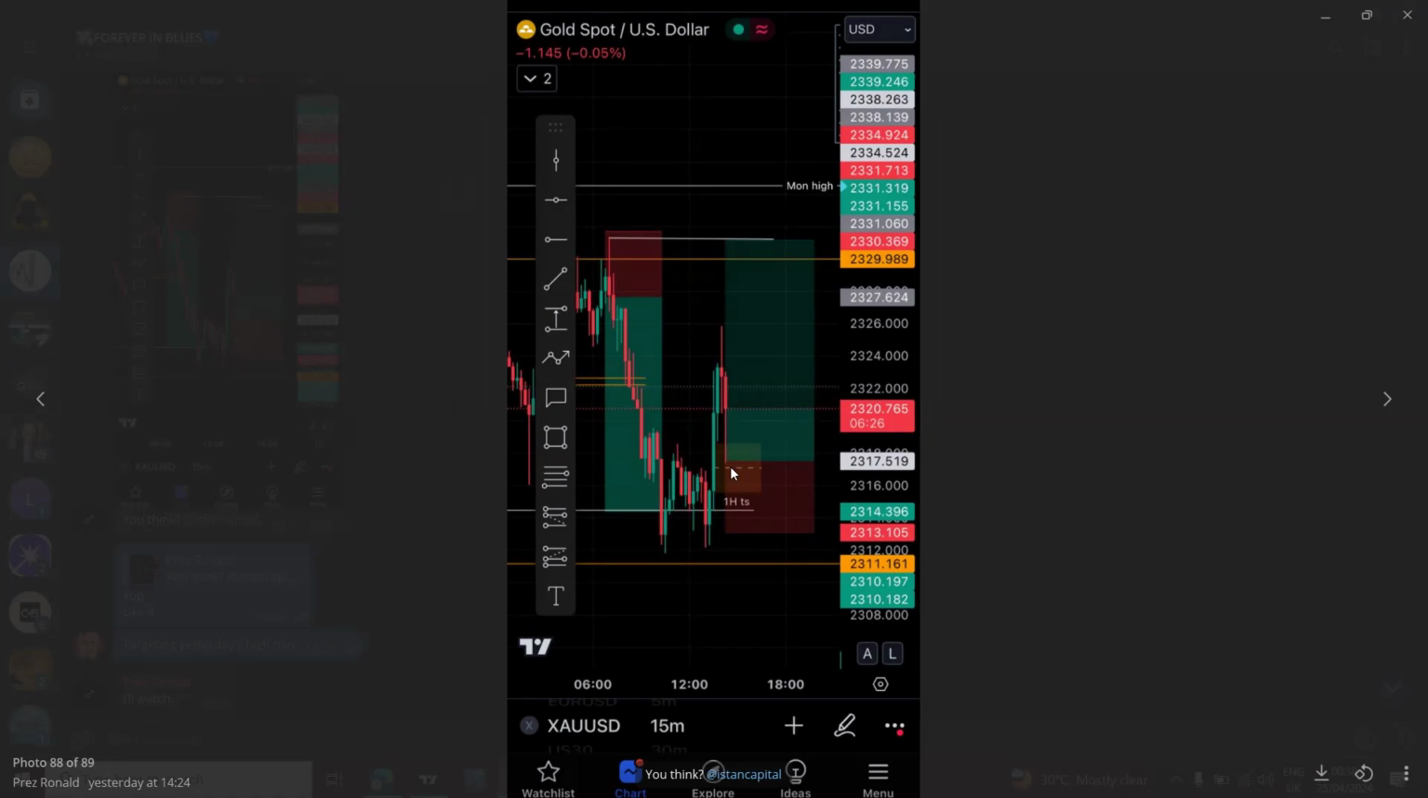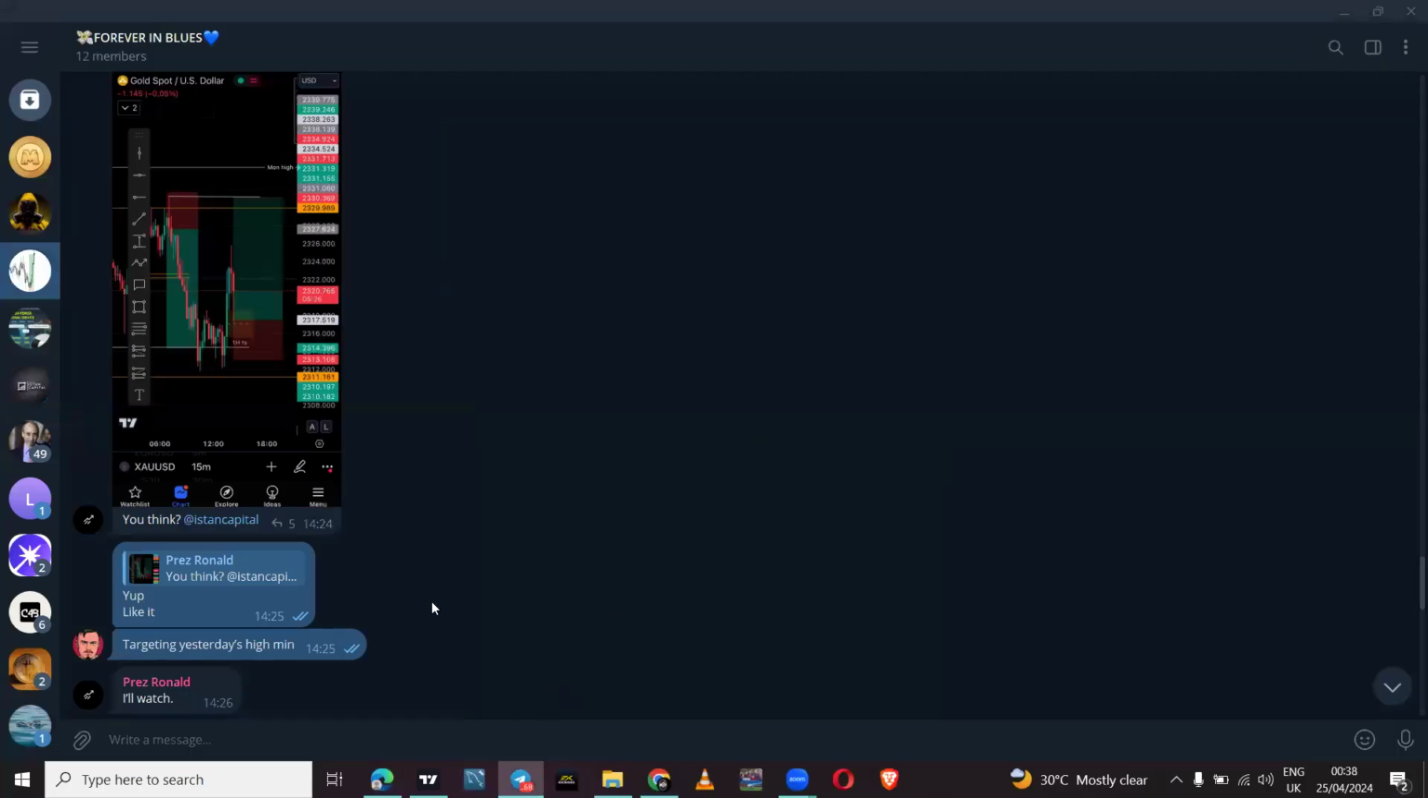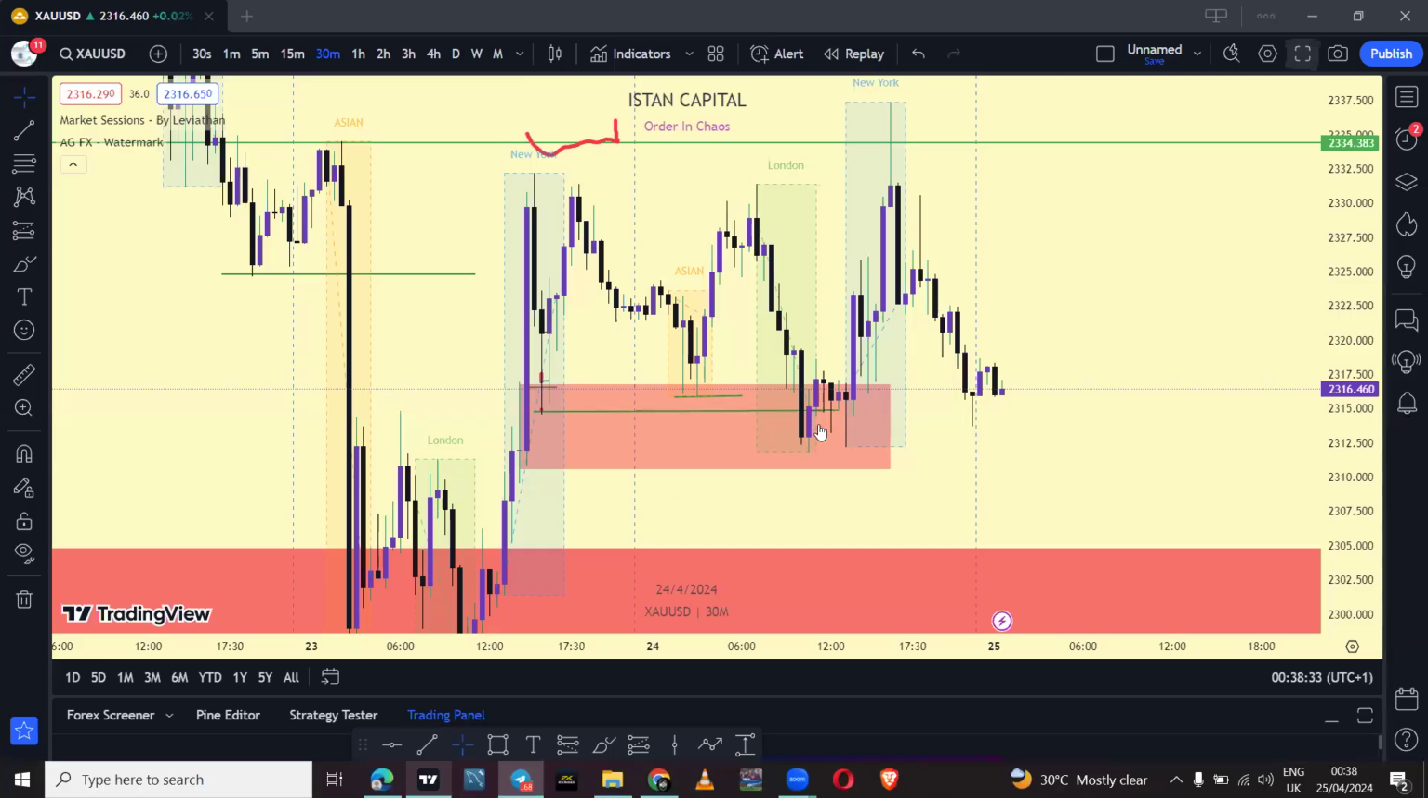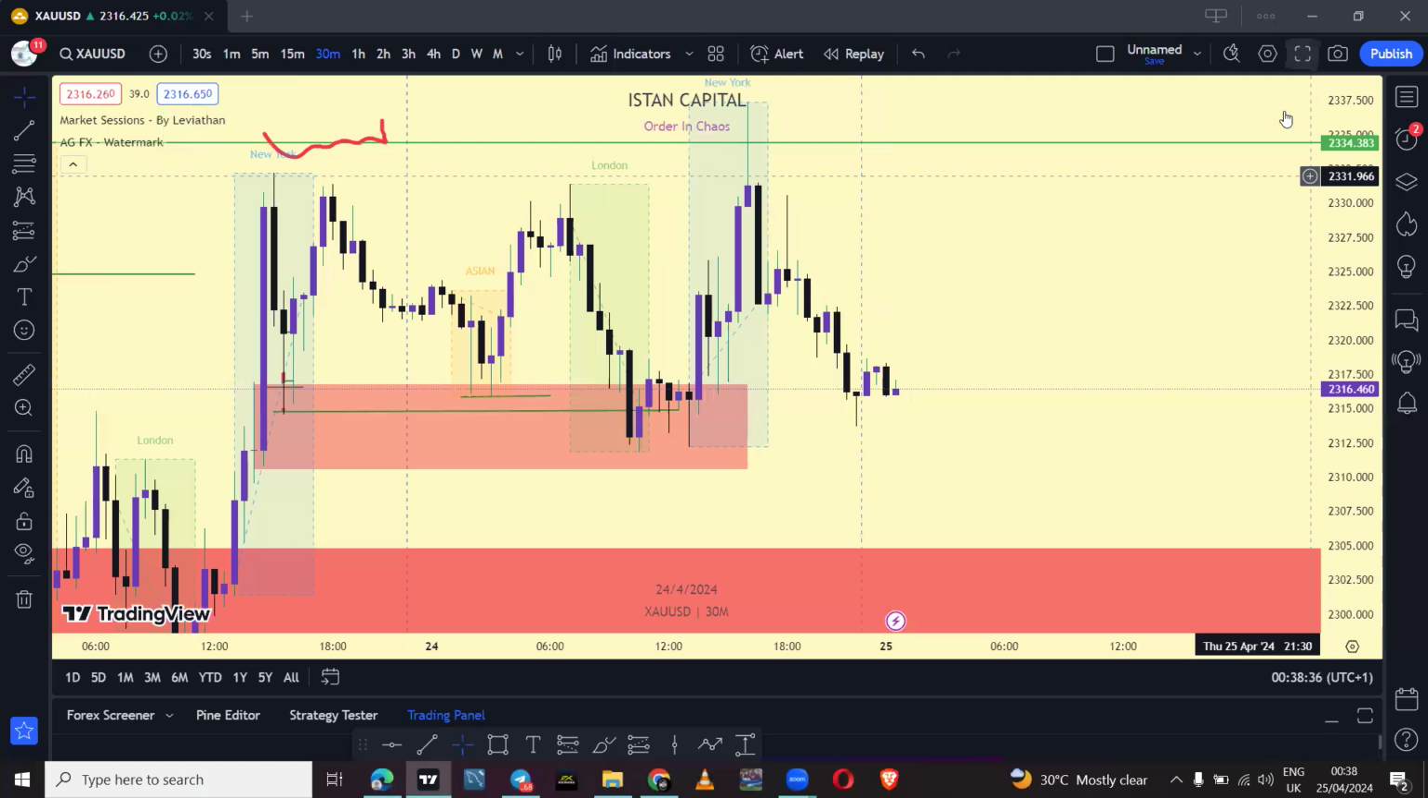I spotted this, they spotted this fair value gap. And I'll show you guys how I trade the fair value gap. I do not just trade the fair value gap blindly. I'll show you guys in a minute.